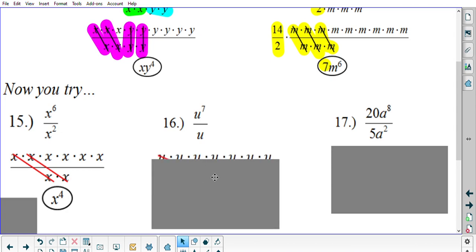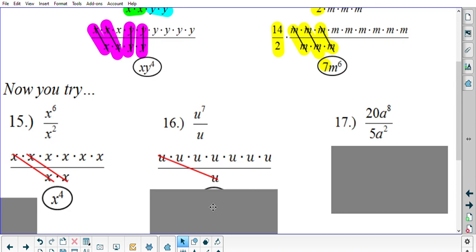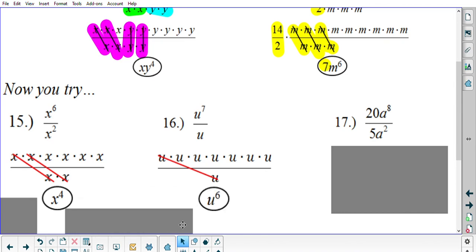Problem number 16 works out very much the same. U to the 7th we can write out. The denominator just stays as being the u. We can take a u from the numerator, divide it out with a u from the denominator, and you are left with u to the 6th in the numerator for the final answer.